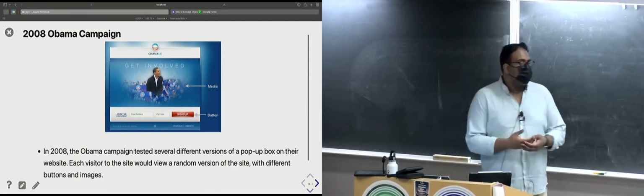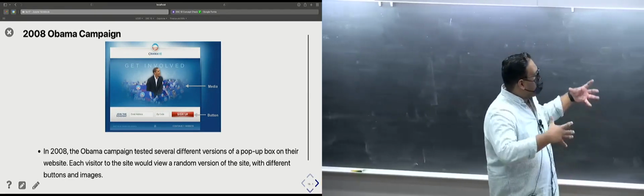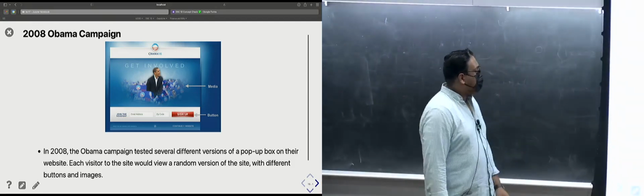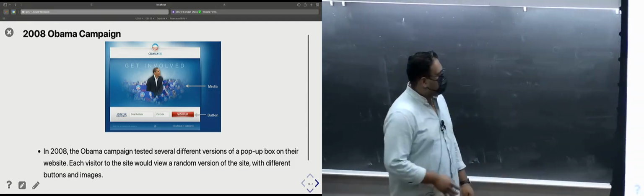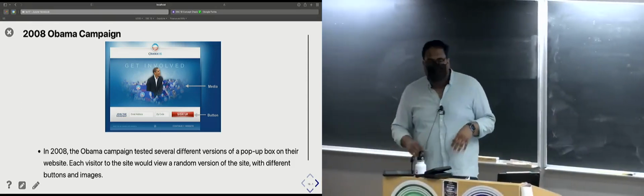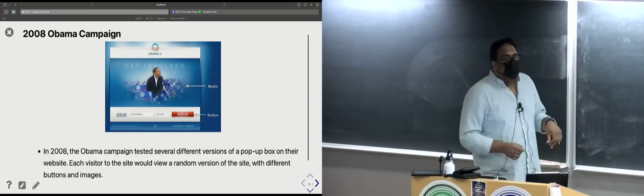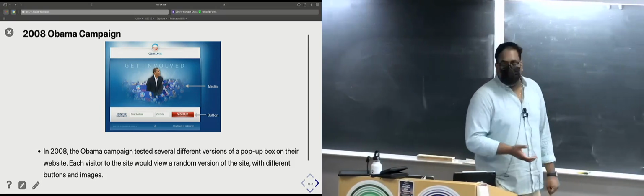Let's think back to when number 44 was campaigning. When Obama was campaigning, number 44, he was the 44th president. Okay, anyways. His campaign was testing different versions of a pop-up box on his website. And the goal of the pop-up box was to encourage people to donate to the campaign.